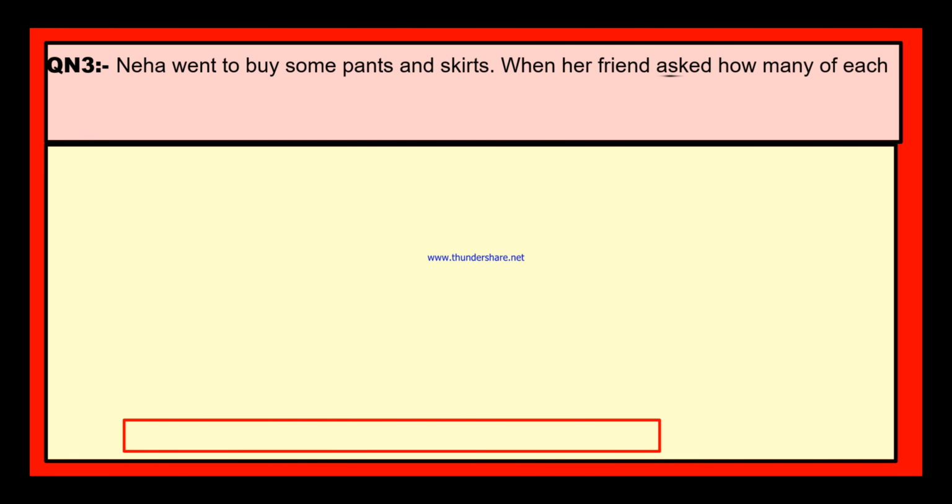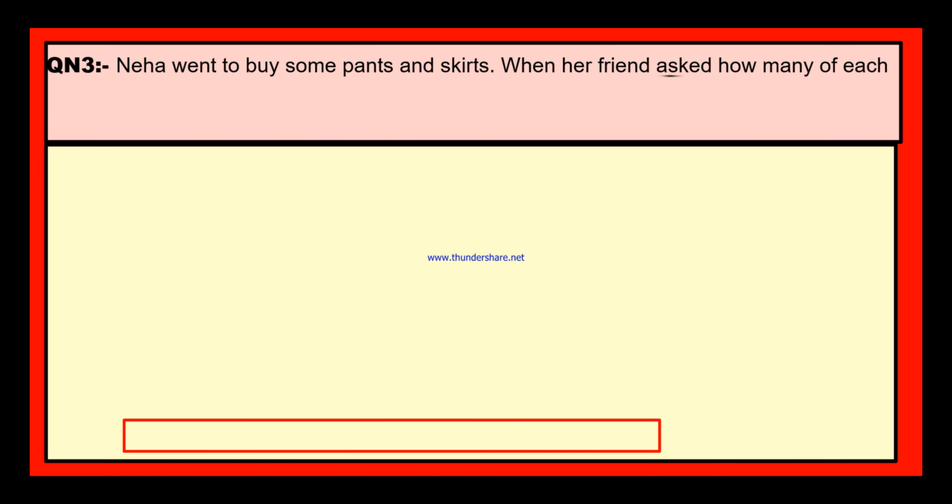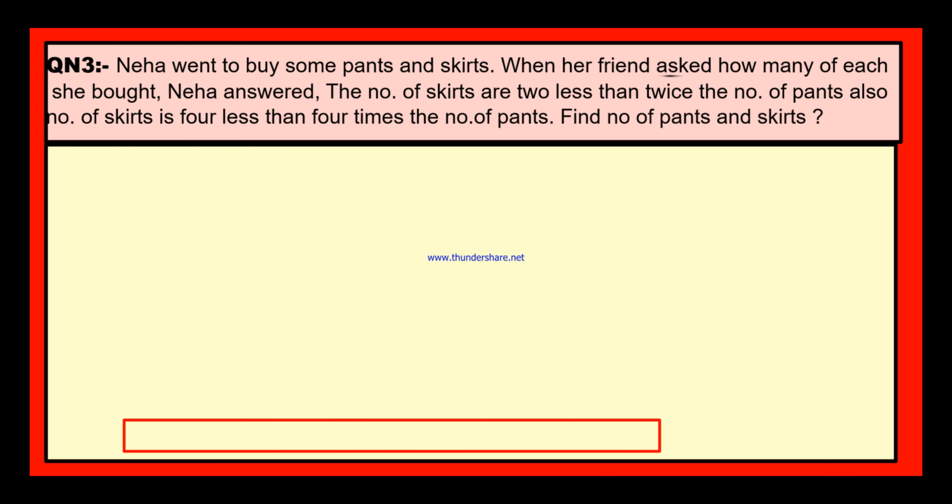Dear students, this is question number 3. Neha went to buy some pants and skirts when her friend asked how many of each she bought. Neha answered, the number of skirts are 2 less than twice the number of pants, and also the number of skirts is 4 less than 4 times the number of pants. Find the number of pants and the number of skirts.